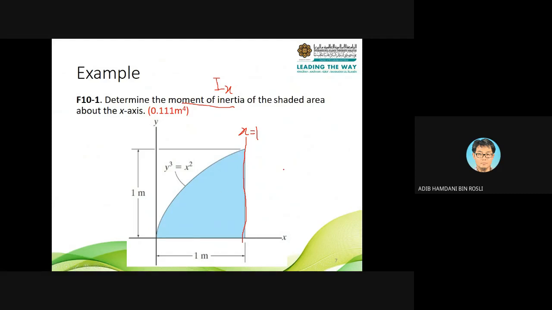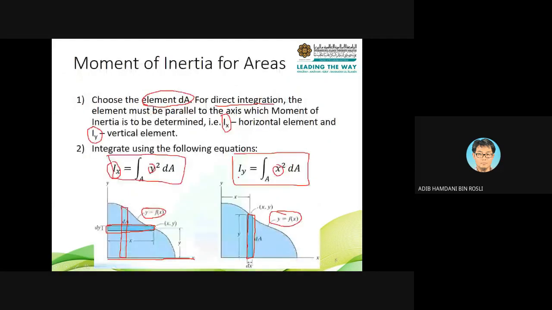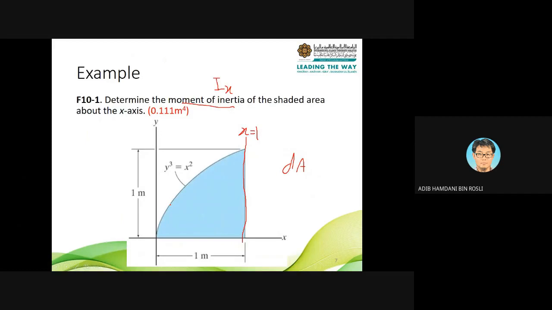So you have to choose your differential element, dA. Remember that one? We just discussed the differential element dA. Which one do you want to choose, horizontal or vertical? It is horizontal, right? Why? Because you want to use direct integration, so you have to choose a differential element which is parallel to the axis that you want to find the moment of inertia about. Because it is Ix about the x-axis, you have to choose a differential element which is parallel to the x-axis.